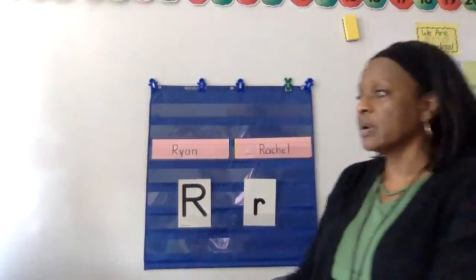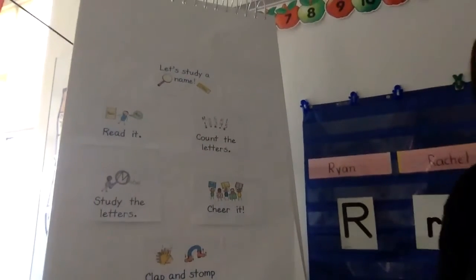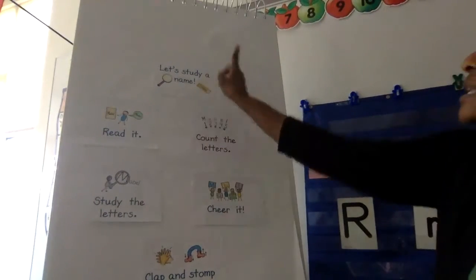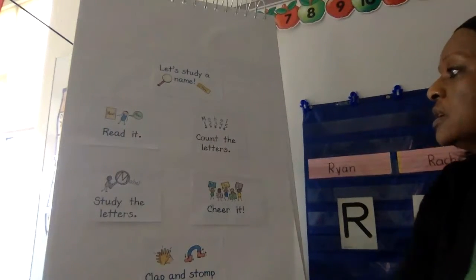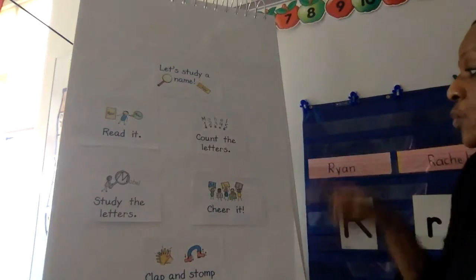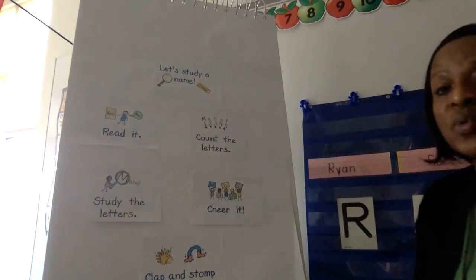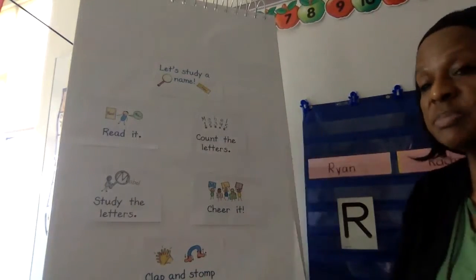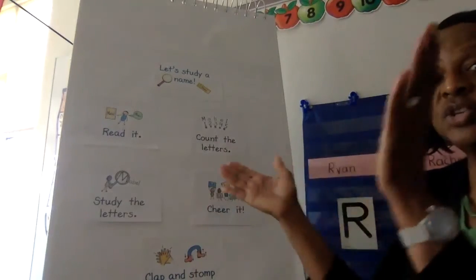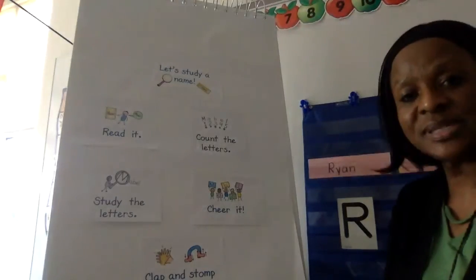Okay, so remember, let's look at our anchor chart. Let's turn it this way. Remember how to learn a name. Let's study a name. You read the name, we count the letters, and we did count the letters. We study the letters, and then we cheer the name, and then we can clap and stomp the beat. For example, for Ryan, you can clap Ryan. Ryan, he has 2 syllables. And Rachel, Rachel, 2 syllables. They're the same because they have 2 syllables.